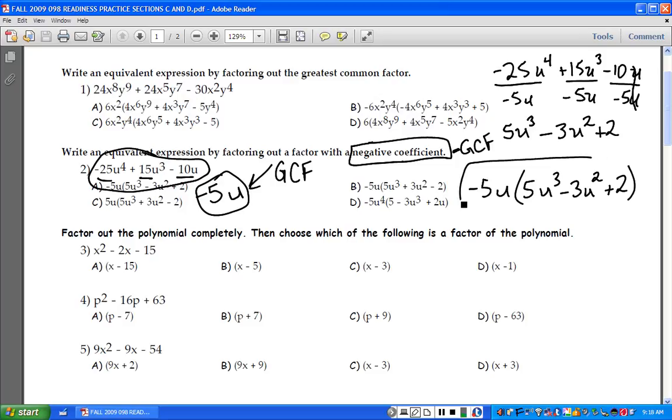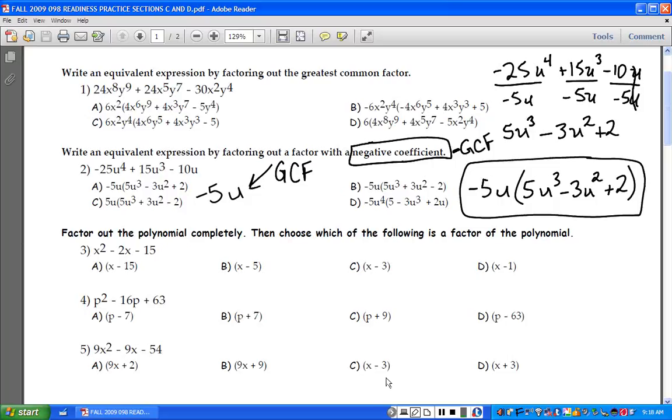To get our final answer. Okay, so in this case, this is negative 5u to the third minus 3u squared plus 2. Okay, so let's clear some of this up so we can see what we have here. Alright, so it looks like the answer here would be A, negative 5u to the third minus 3u squared plus 2. That is correct. Okay, moving on.